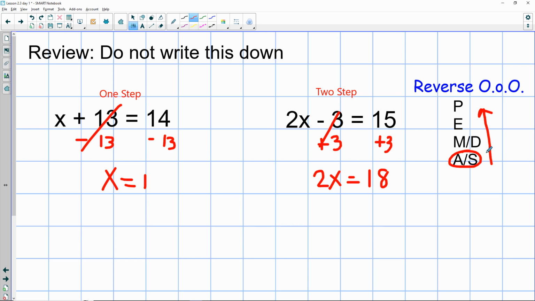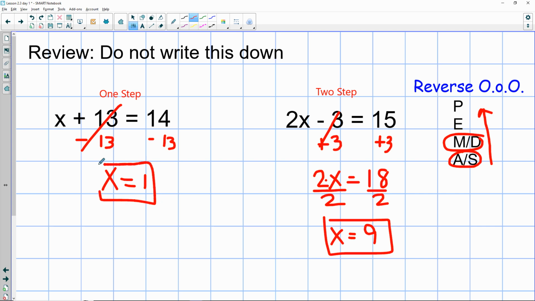Once you've done the addition and subtraction, then you work your way up and you do the multiplication or division. 2x means 2 times x. You undo multiplication by dividing. What you do on one side, you do on the other side. And you get x equals 9. Okay, I went through that quickly because that's review of what we've done so far.